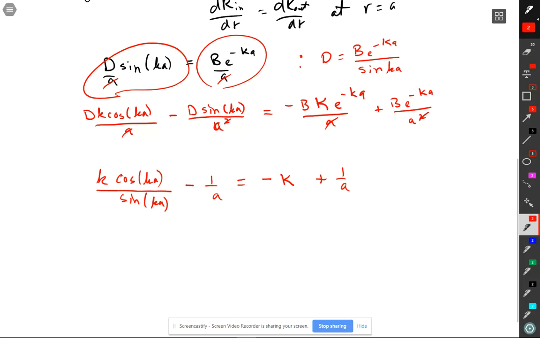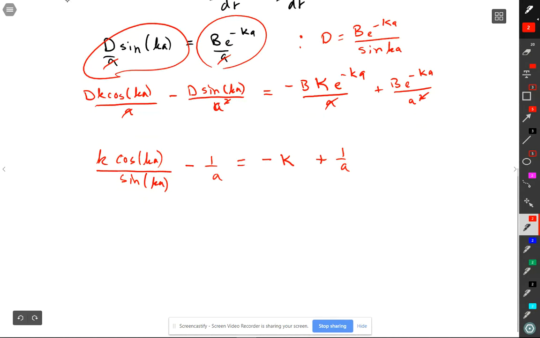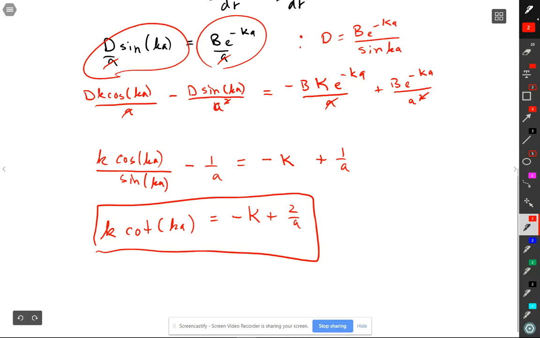All signs correct? So I should have K cotangent of Ka equals minus kappa plus 2 over A. Now this function here is one that both the K and the kappa depend on E. And now I'm not guaranteeing I have all my signs correct here. I think I do.